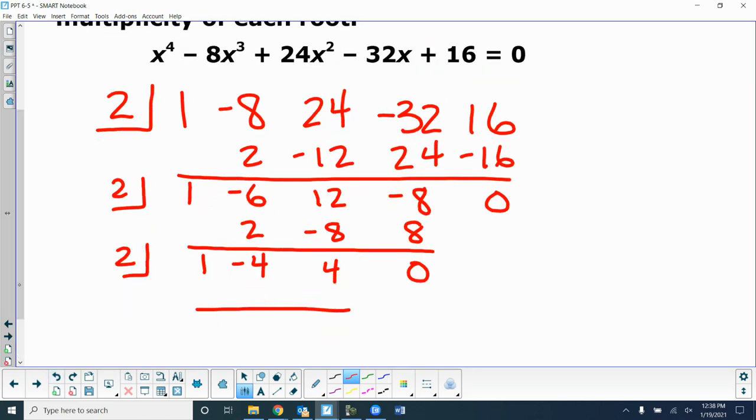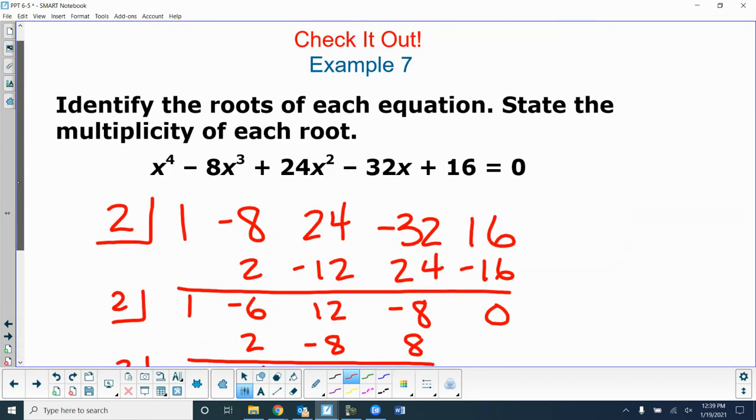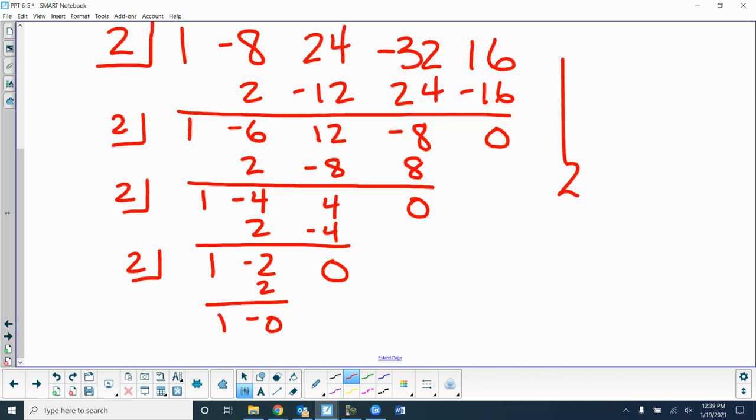All my beautiful writing. 2 times 1. It does work 4 times, doesn't it? Wow. Okay? So our answer would be 2 with a multiplicity of 4.